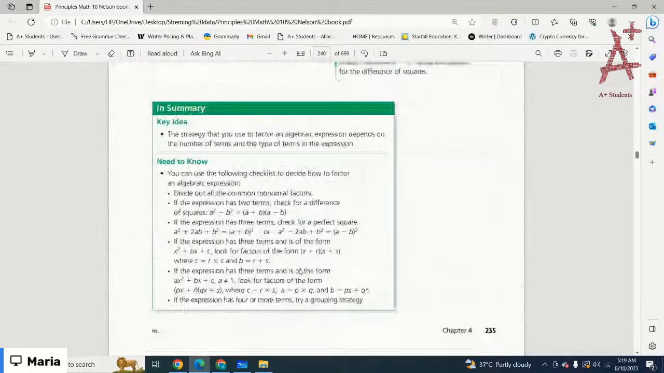Okay, let's just start with the practice questions, factoring quadratics, special cases. Hold on.